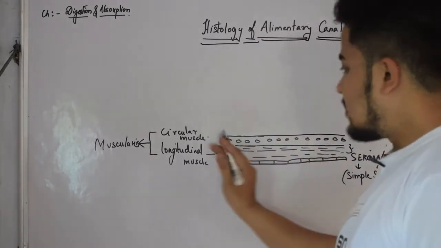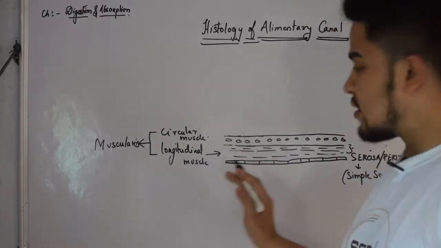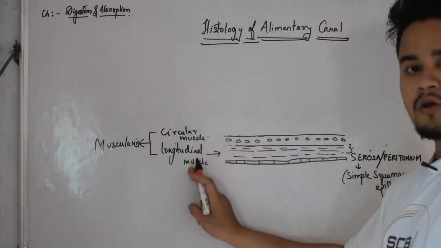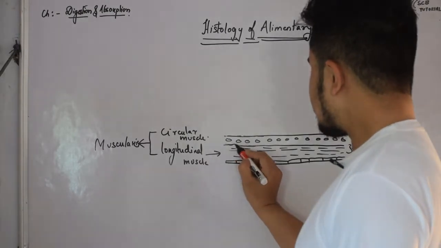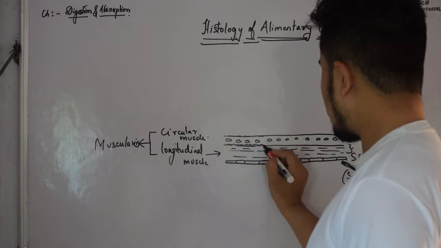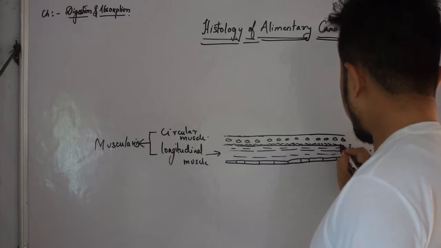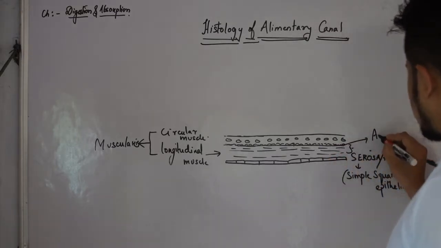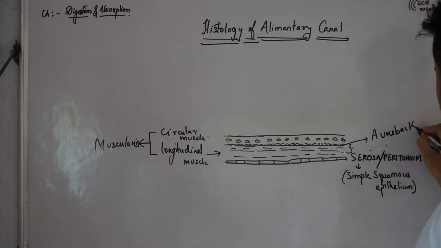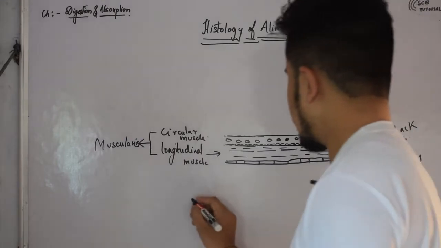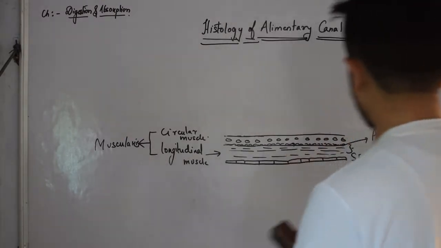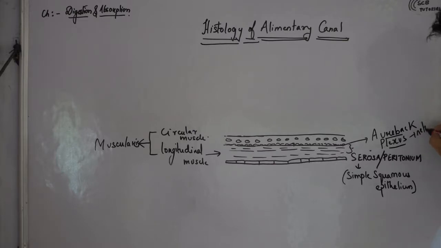Let me tell you a very important thing which will be required for your entrance exam: between this circular and longitudinal muscle, there is a network of neurons. I am drawing like this. This network of neurons controls the peristaltic movement of the muscle, and it is called Auerbach's plexus. It is a network of neurons. It is a network of parasympathetic neurons.